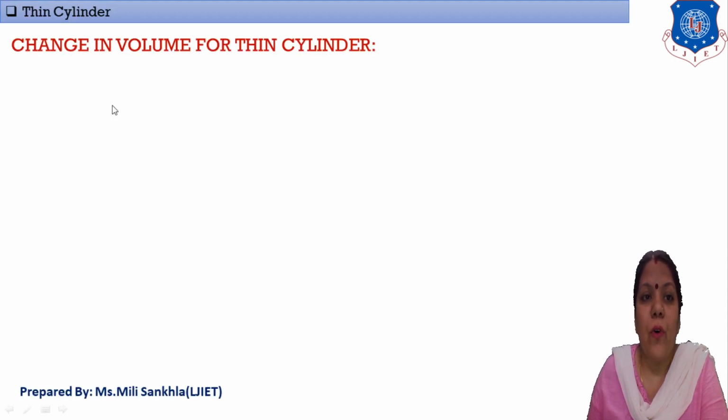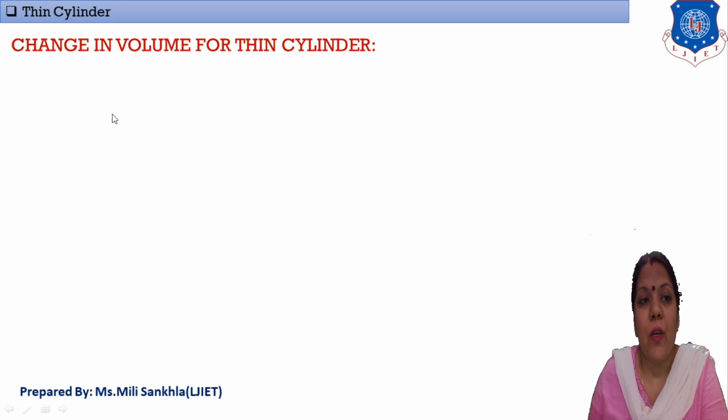In today's session we first derive the change in volume for a thin cylinder. In the previous session we completed direct stresses like longitudinal stress and hoop stress, and strains like hoop strain and longitudinal strain. Now in today's session we start with the change in volume for a thin cylinder.